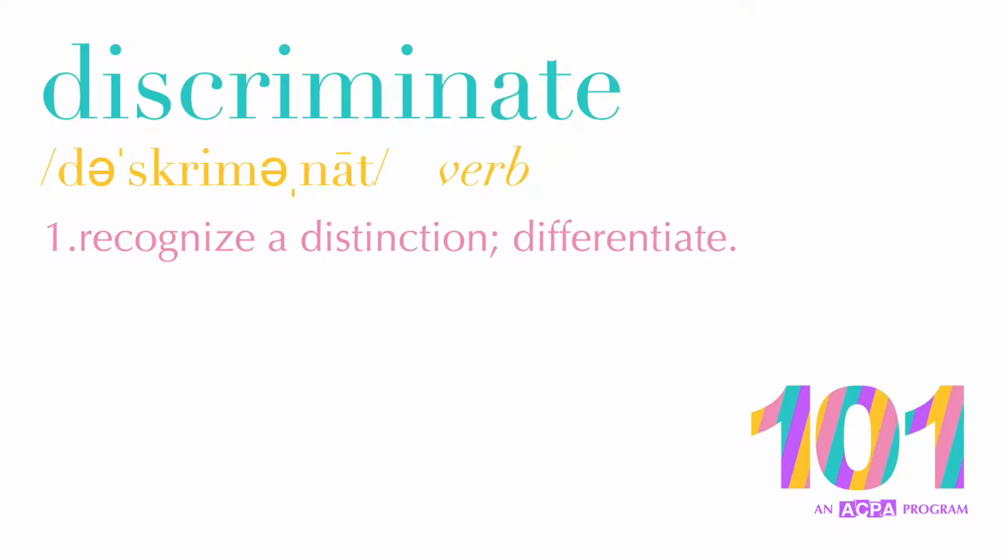So, even as a young child, we learn how to discriminate. What does discriminate mean? Discriminate. Verb. Recognize a distinction. Differentiate. So, we use our skills of discriminating to discriminate between one thing and another thing.